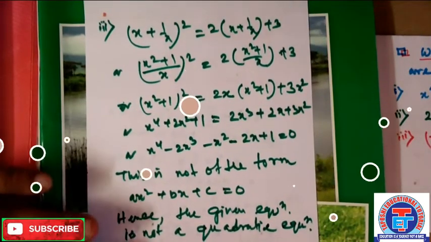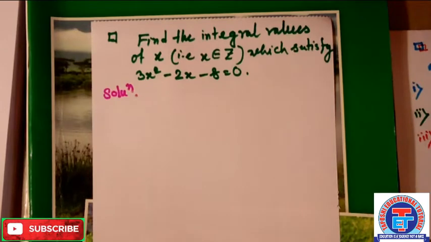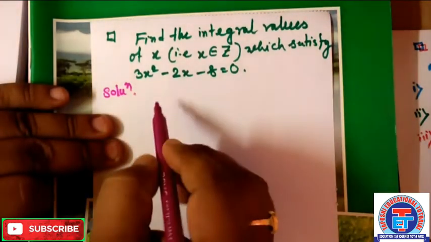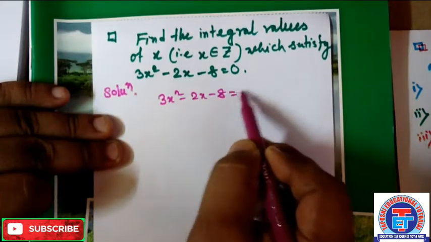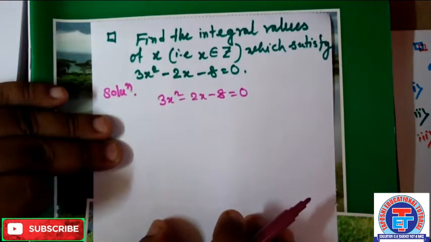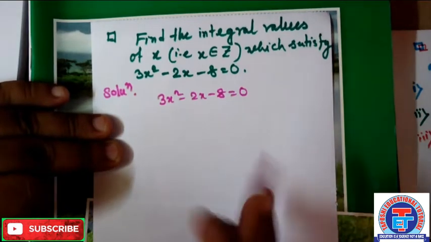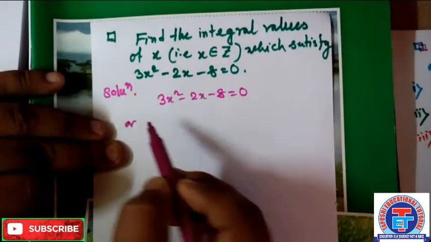Now my dear student, here one by one we solve the math regarding this chapter for better understanding. Okay, so let's start. Here given, find the integral values of x where x belongs to Z, which satisfy 3x square minus 2x minus 8 is equal to 0. Right? So the quadratic equation 3x square minus 2x minus 8 is equal to 0 is given here. Right? Now we use the middle term factors to solve this problem.